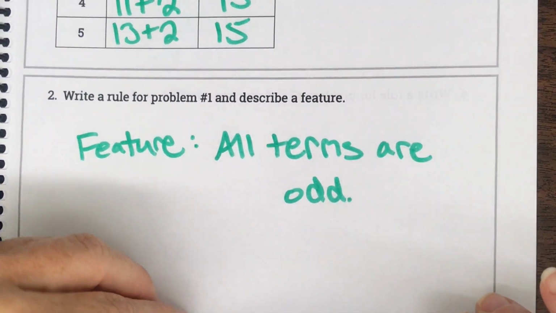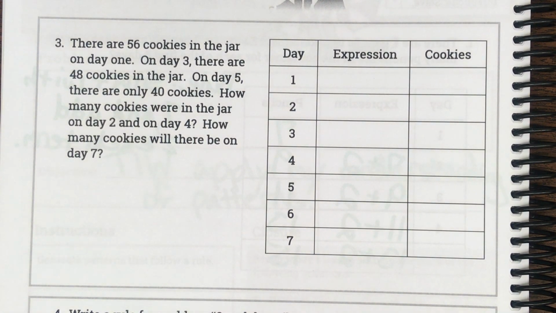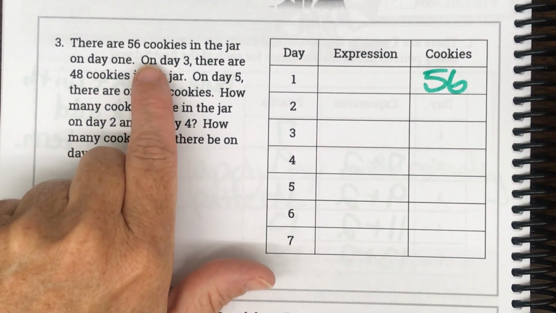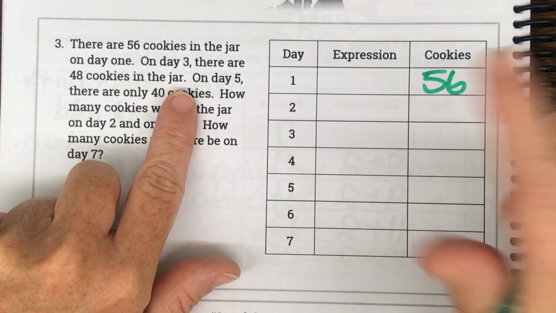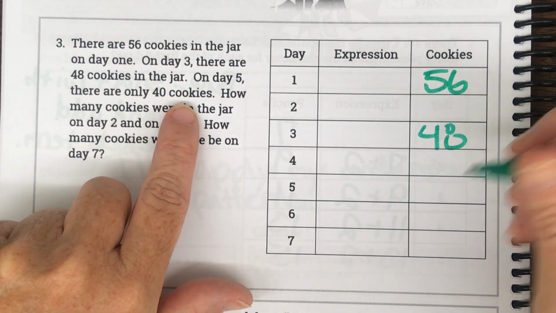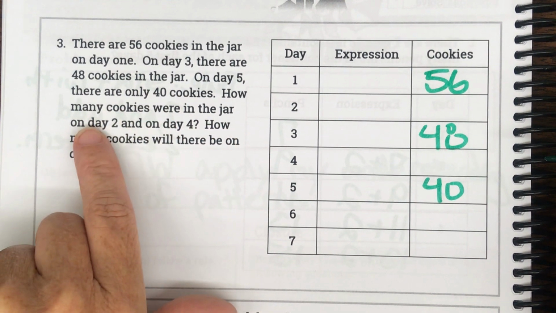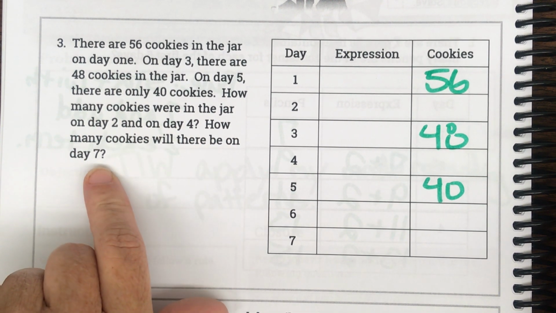Okay, let's look at our next one. It says, there are 56 cookies in the cookie jar on day 1. Okay, so I'm gonna write that. On day 1, there's 56. On day 3, there are 48 cookies. Okay, so day 3, there's 48. On day 5, there are only 40 cookies. How many cookies were in the jar on day 2 and day 4? How many cookies will there be on day 7?